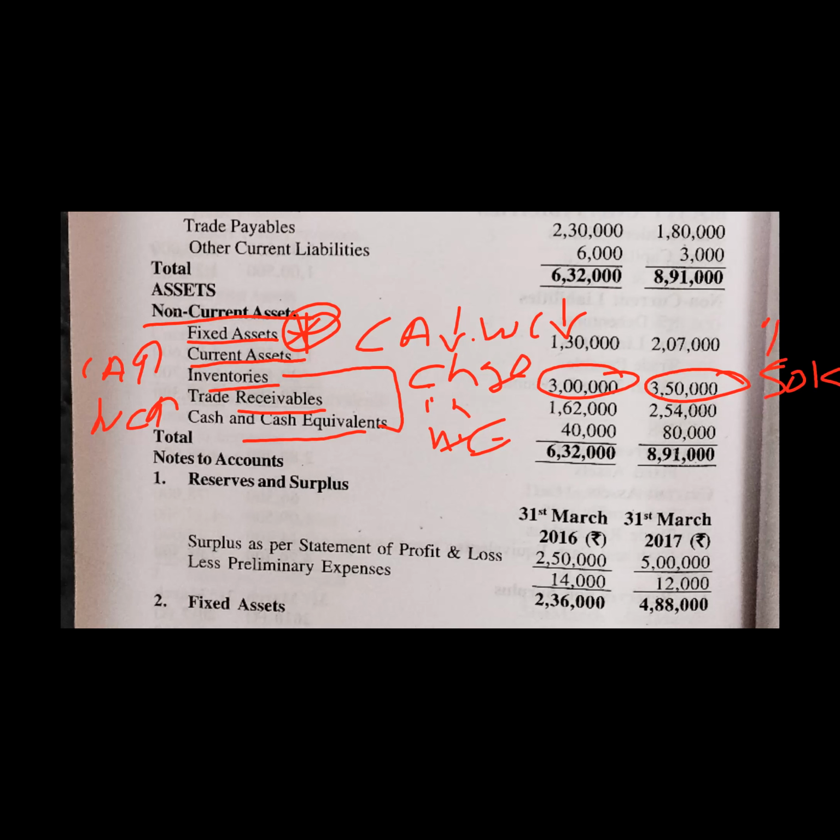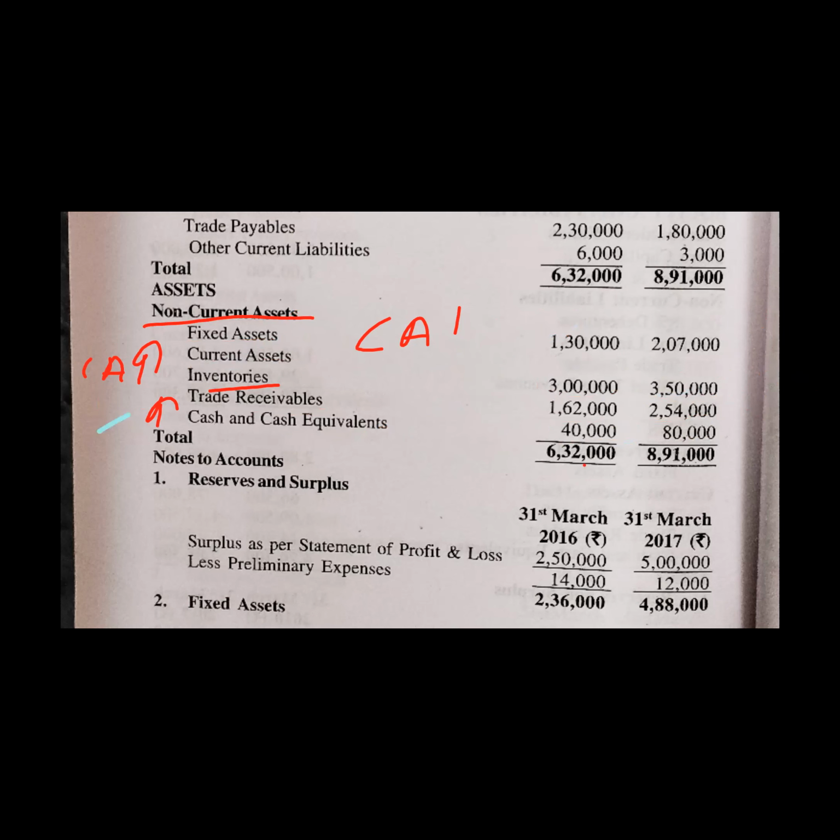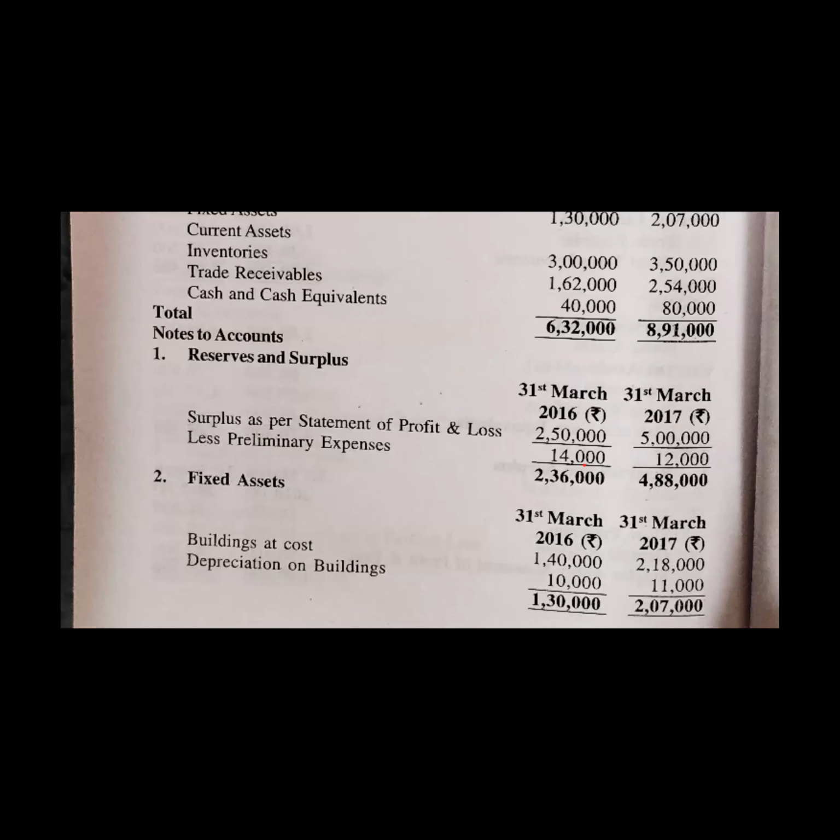50K is increasing, so write it in the increase column. Here trade receivables are also increasing, whatever the difference is, in the increase column. And cash equivalents are also increasing, so it will come under increase in working capital. So the liabilities and assets part is over, except the additional information related items.